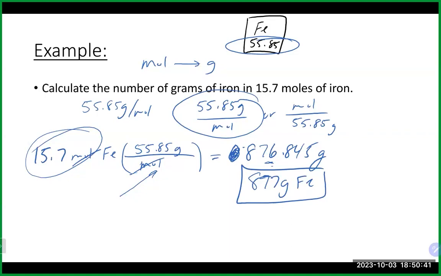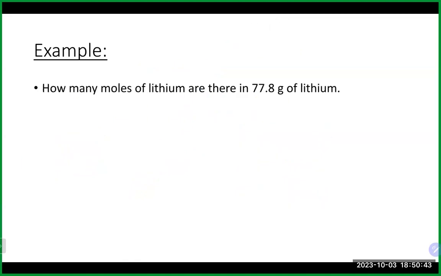Let's take a look at one more here to finish it up. How many moles of lithium are there in 77.8 grams of lithium? Again, lithium, in case you don't have a periodic table, 6.941 would be the number that you would see there.